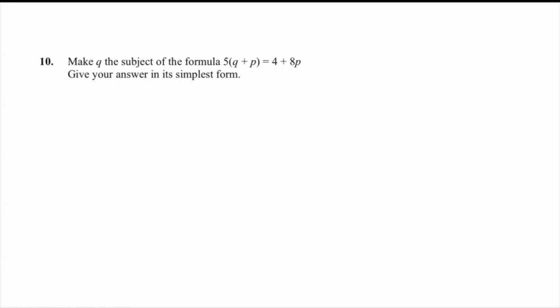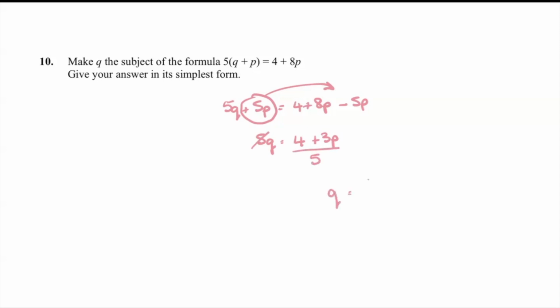Okay, so our next question, we need to make Q the subject of the formula. First thing I'm going to do is get rid of that bracket. So I'm going to expand that. And now I'm going to work on getting Q completely on its own. So I'm going to move that positive number. It will land as a negative number. And when we tidy all of that up, we get 4 plus 3p. I then just need to divide through by the 5 so that Q is on its own. So Q is equal to 4 plus 3p all over 5.